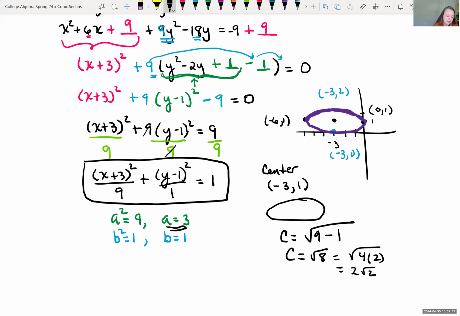So because my major axis is parallel to the x-axis, I would go to the left and right root 8 from the center. And so left and right is affecting my x value. So my center was -3, so I would subtract 2 root 2. Y is the same, 1. Or -3 plus 2 root 2, comma 1.